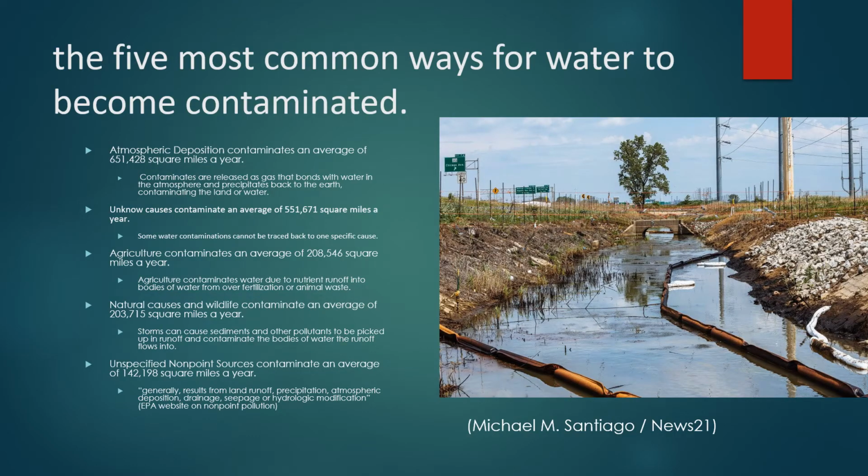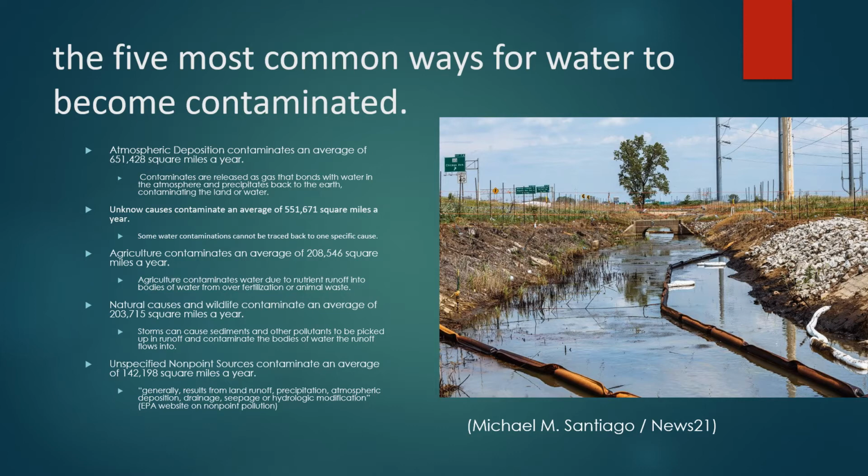Alright, the 5 most common ways for water to become contaminated. Atmospheric deposition contaminates an average of 651,428 square miles a year. Contaminants are released as a gas that bonds with water in the atmosphere and precipitates back to Earth, contaminating land or water. This relates to the condensation from the last slide.